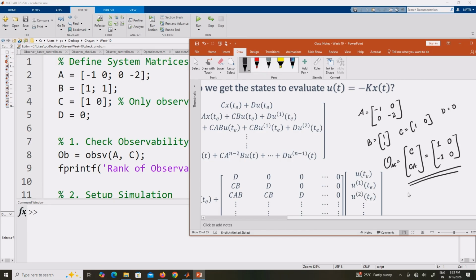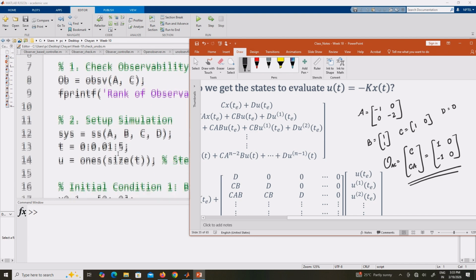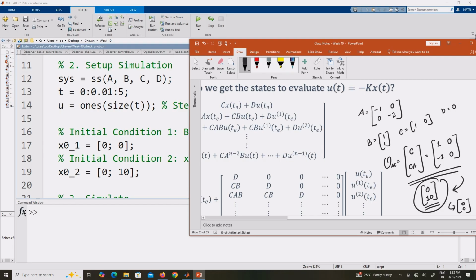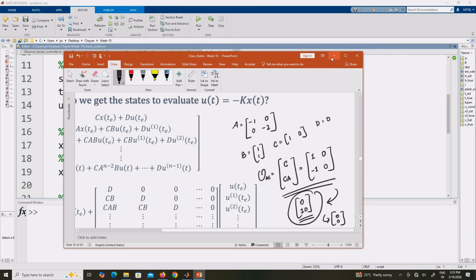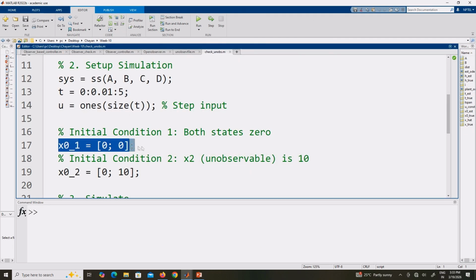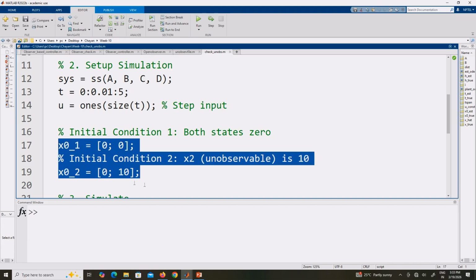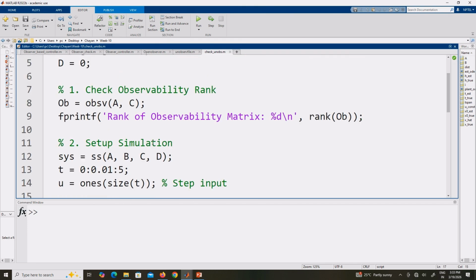Now, let us take an initial condition of the form [0, 10]. Suppose the system is running with this initial condition [0, 10] and another initial condition [0, 0]. Now, what happens? If I run the system with these two different initial conditions, what will be the effect at the output of the system?